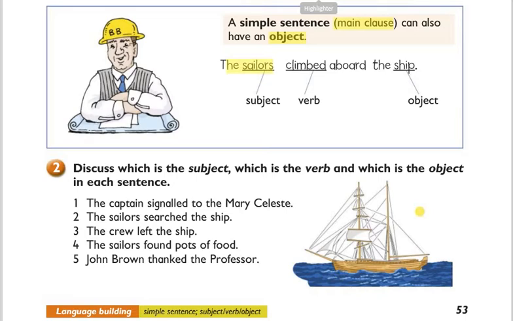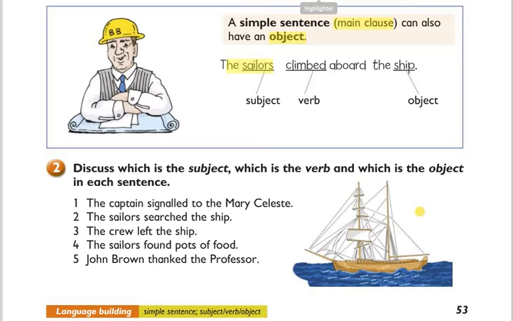The crew left the ship. The crew is the subject, left is the verb, and the ship is the object. The sailors found pots of food. The sailors are the subject. Found is the verb, and pots of food is the object. Number 5, John Brown thanked the professor. John Brown is the subject, thanked is the verb, and the professor is the object.